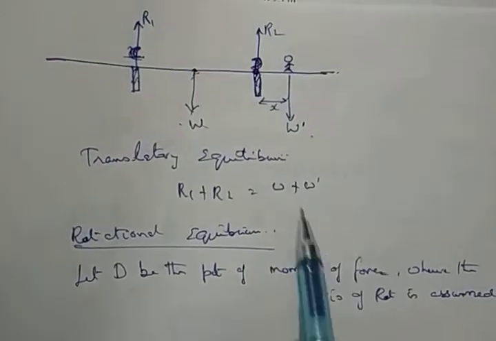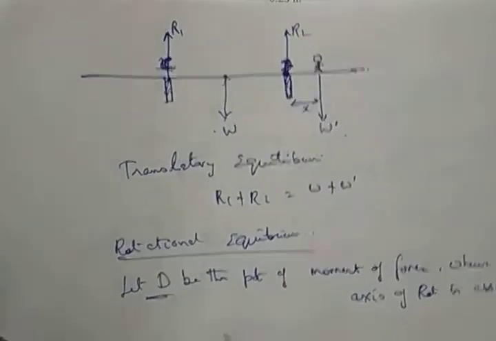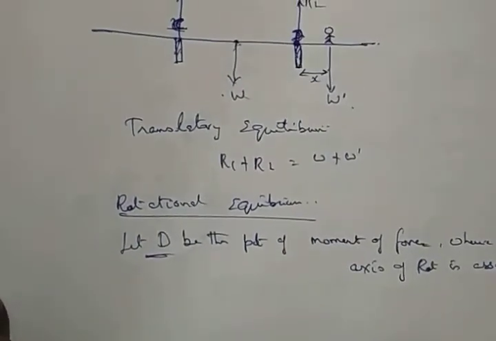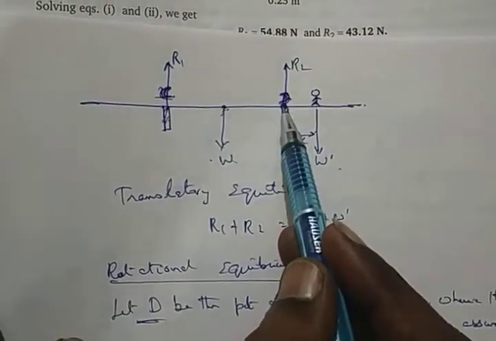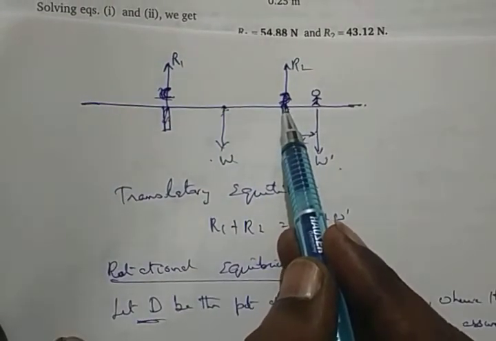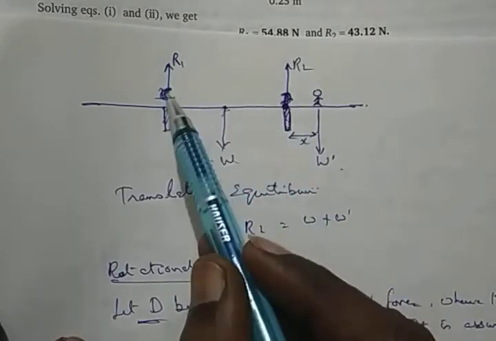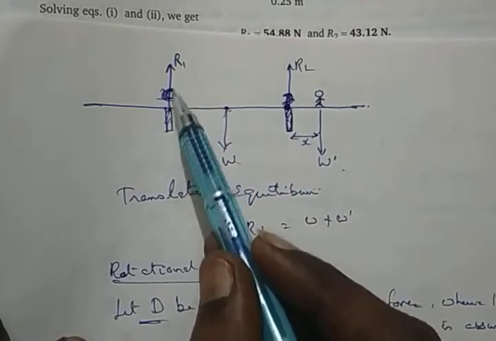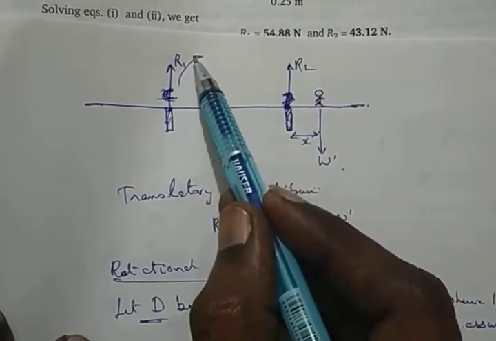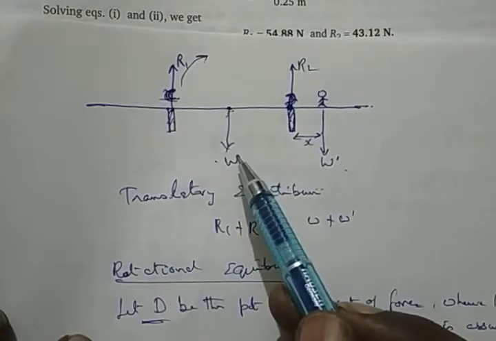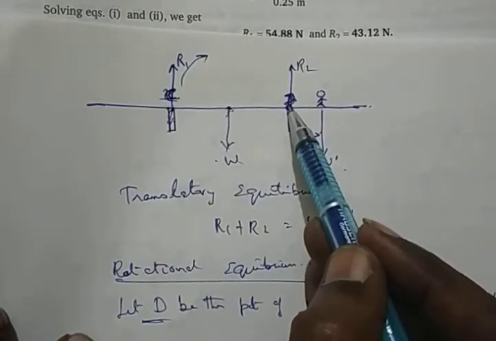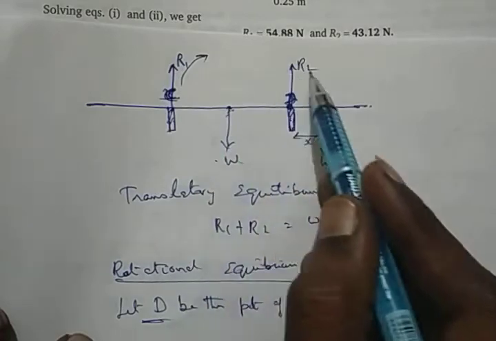You assume the moment axis of rotation at point D. So if it is point D, now tell me what are the ways in which it will be there. Just keep D and then pull R1 force. It will go like this. It is going to be clockwise rotation. Keep here and don't consider anything else.